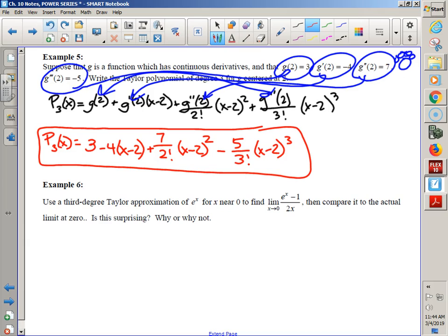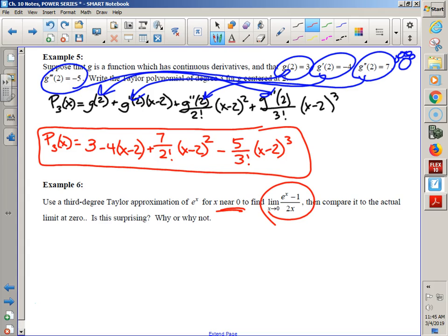Back to example 6. Use a third degree Taylor approximation of e to the x near 0. Well, we can't use it if we don't have it. Why near 0? Because what's the limit doing? Approaching 0. So where am I going to be centered at? 0. So isn't this really just a Maclaurin? Can they hide a Maclaurin by saying a Taylor centered at 0? Sure, why not? Maclaurins are Taylors, just at 0.